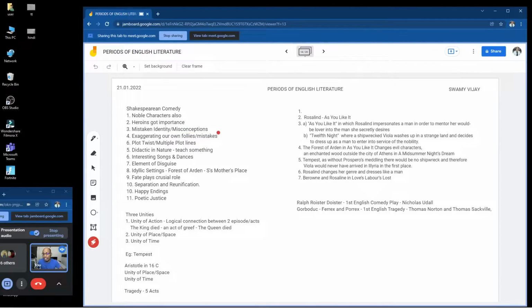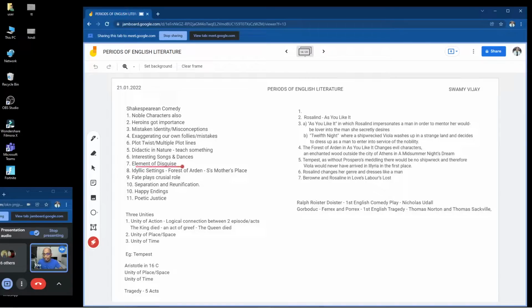They will have differences of opinions or differences in ideas, and then exaggerating our own follies and mistakes. It is not about killing all those things. It is showing, by exaggerating, our own follies. And then there will be a sudden twist in plots, or he used multiple plot lines. And then didactic in nature, that means these comedies are meant to teach something to the audience, and then he introduced interesting songs and dances in his comedies, but not in tragedies.